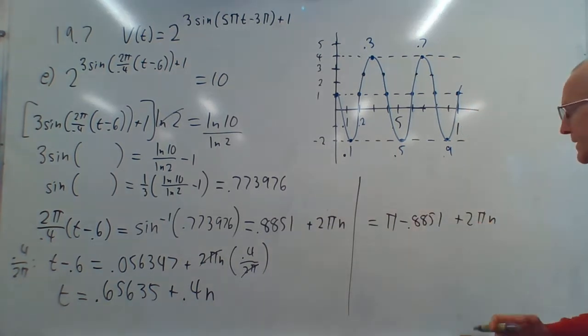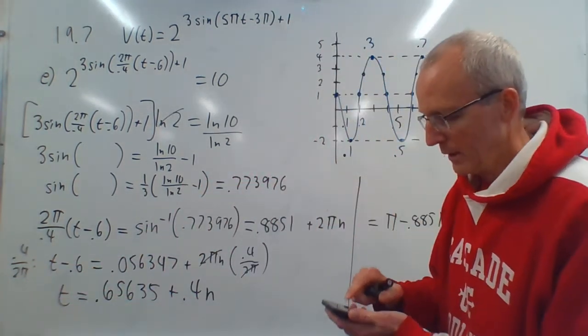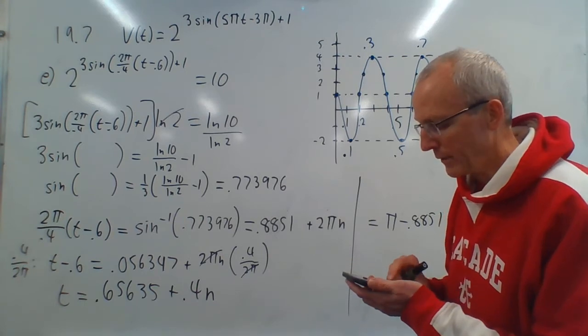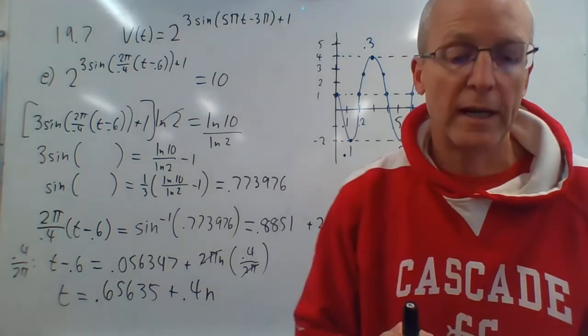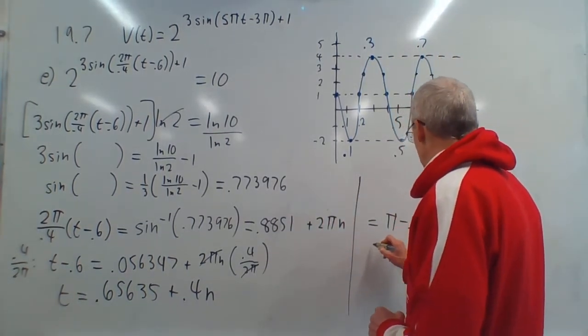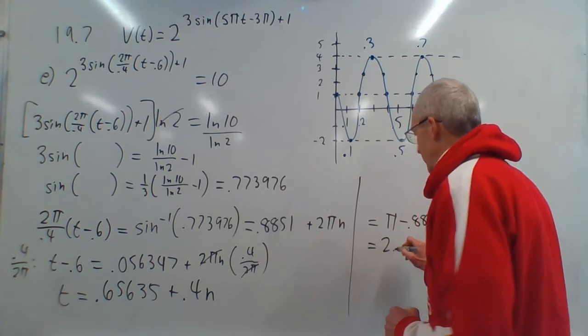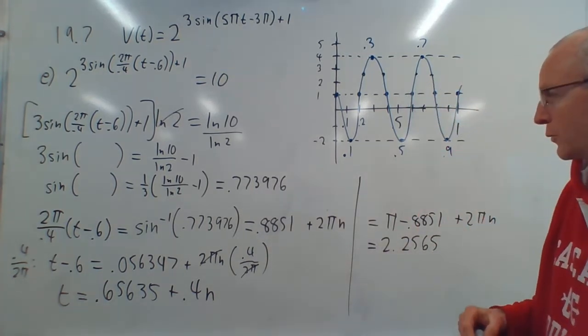The 2 pi n stays the same. So what is pi minus 0.8851? I'm going to do that. Pi minus 0.8851, I get 2.2565. So that's equal to 2.2565. That's our other one that works.